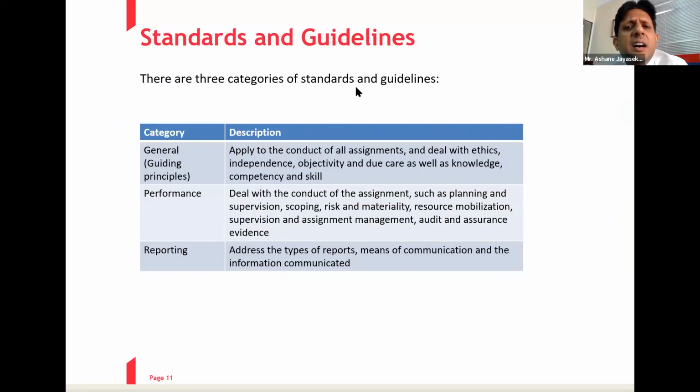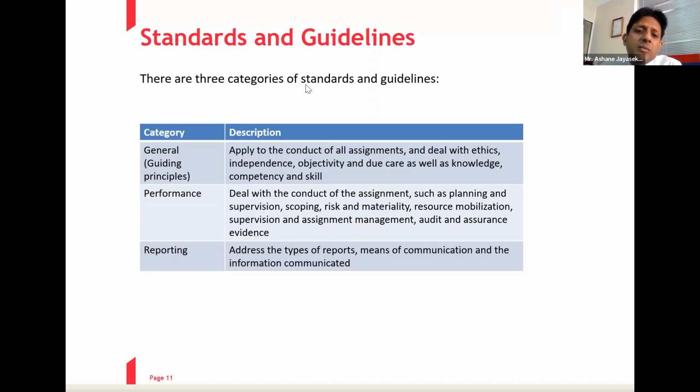As you can see, for the standards and guidelines, here you have the general standards. They talk about independence, how the IS audit function needs to be independent, how the IS auditor needs to be objective, how you need to exercise due care and competence when you carry out an audit. Then there are performance-related standards which provide guidance on how to conduct the audit, how to plan, how to supervise, how to prepare your scope, how to mobilize resources, etc. And then there are reporting standards also.